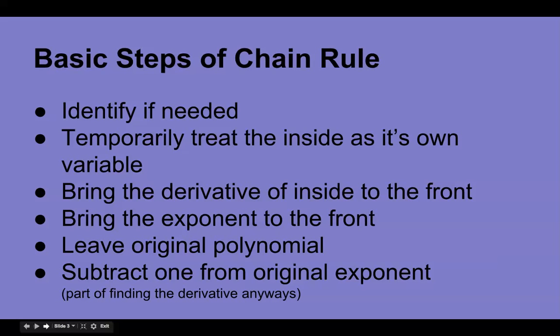In order to calculate this using the chain rule, you're going to have to temporarily treat what's inside of the parentheses as its own variable. You're going to treat that as its own independent thing, ignoring everything else for a short amount of time. You're going to calculate the derivative of the inside and bring that outside to the front, leaving the original polynomial there. You're also going to bring the exponent out to the front. You're then going to subtract 1 from the original exponent, which is part of finding the derivative anyways. That probably didn't make a bunch of sense, but now we're going to apply it to an actual problem.